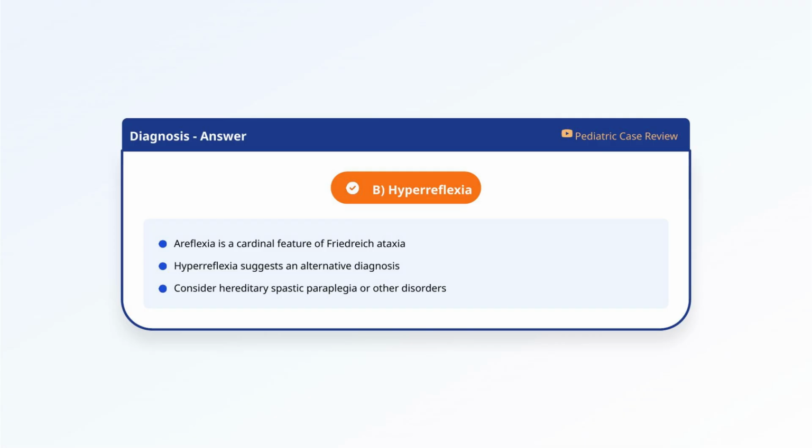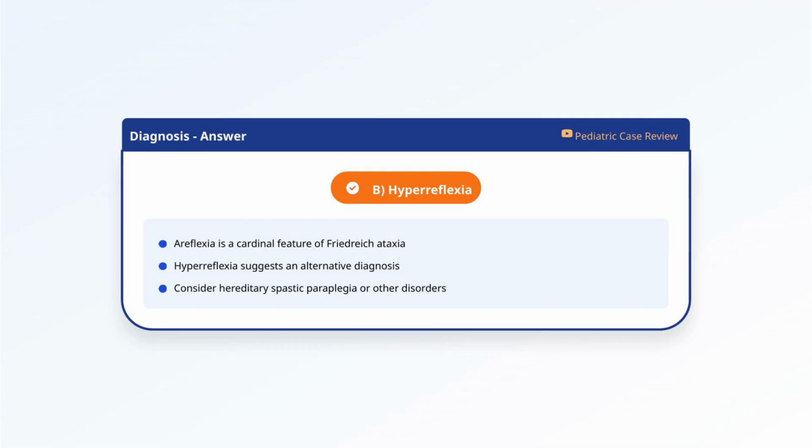Hyperreflexia. Areflexia, or absent deep tendon reflexes, is a cardinal feature of Friedreich ataxia due to sensory neuronopathy. The presence of hyperreflexia strongly suggests an alternative diagnosis such as hereditary spastic paraplegia, multiple sclerosis, or vitamin E deficiency. The other options listed, family history of similar symptoms, onset at age 8, and pes cavus deformity, are all consistent with Friedreich ataxia.